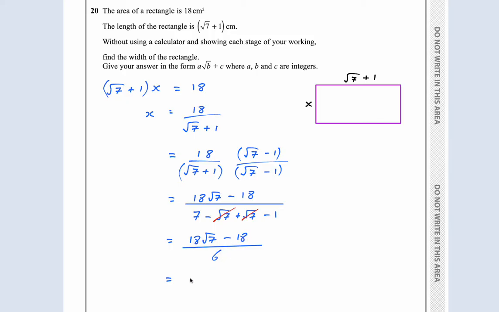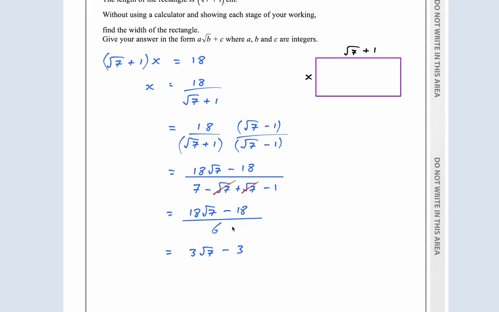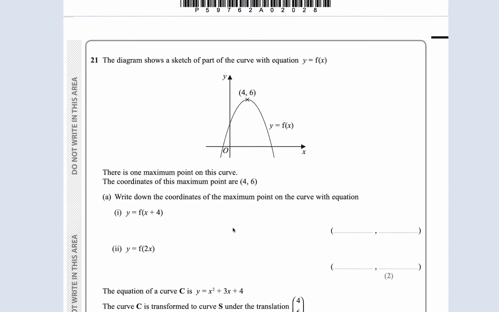So this divided by 6 is 3 root 7. This divided by 6 is 3. So I'm left with 3 root 7 minus 3, which is in this form because they are all integers, and that is correct. Okay, that is question 20.